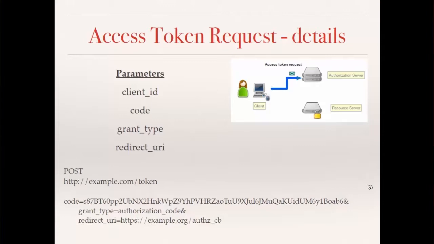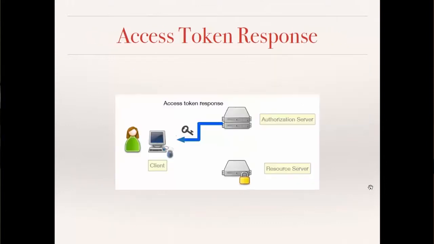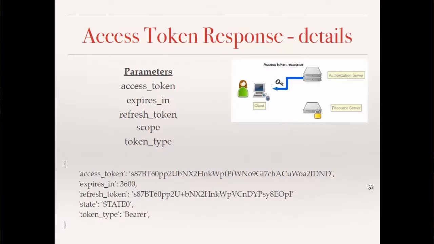And in this case, it's a post, it's not a get. And then you get back the response. And the response is the access token, of course, which is what you wanted. The information about that, like when it expires, and the token type. But also the before mentioned refresh token, so you can get a new access token. And there are different lifetimes of these. So an access token is normally very short, and the refresh token is much longer.